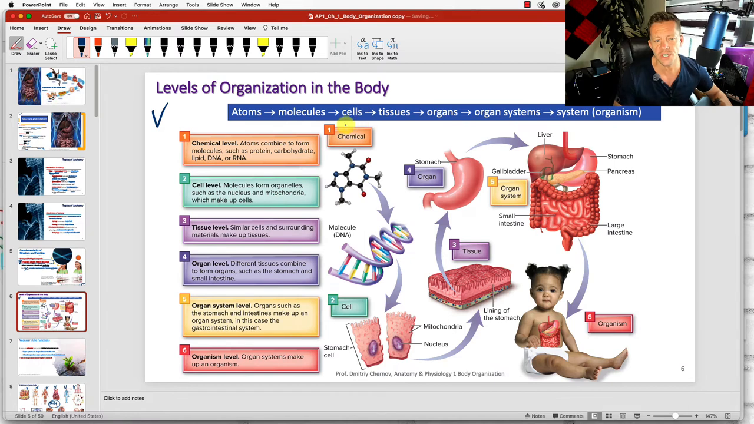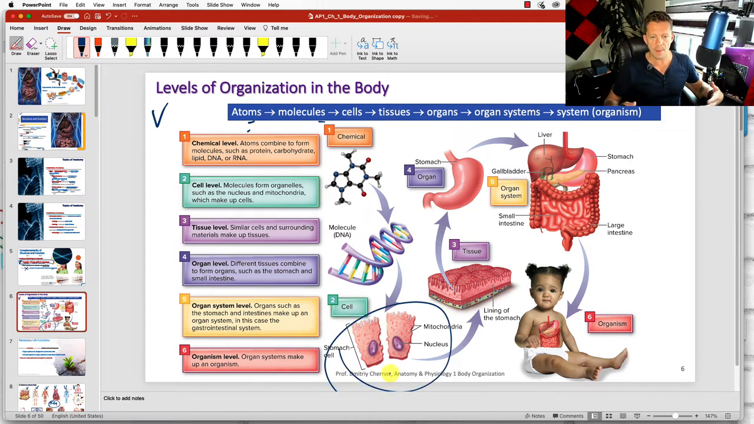Levels of organization in the body. Please memorize this in this specific, consecutive order. Atoms, molecules, and so on. Our body is able to use atoms, elements, and combine them into molecules. And then further, our body is able to take those molecules and make cells.